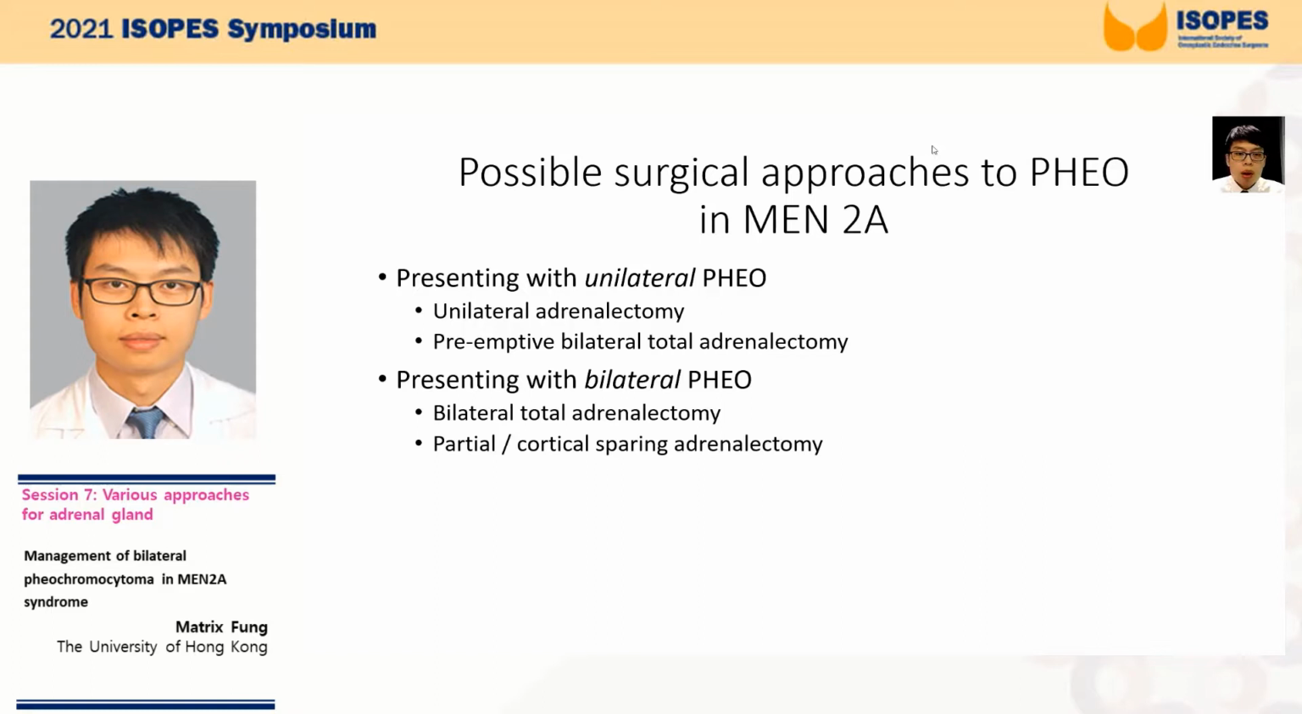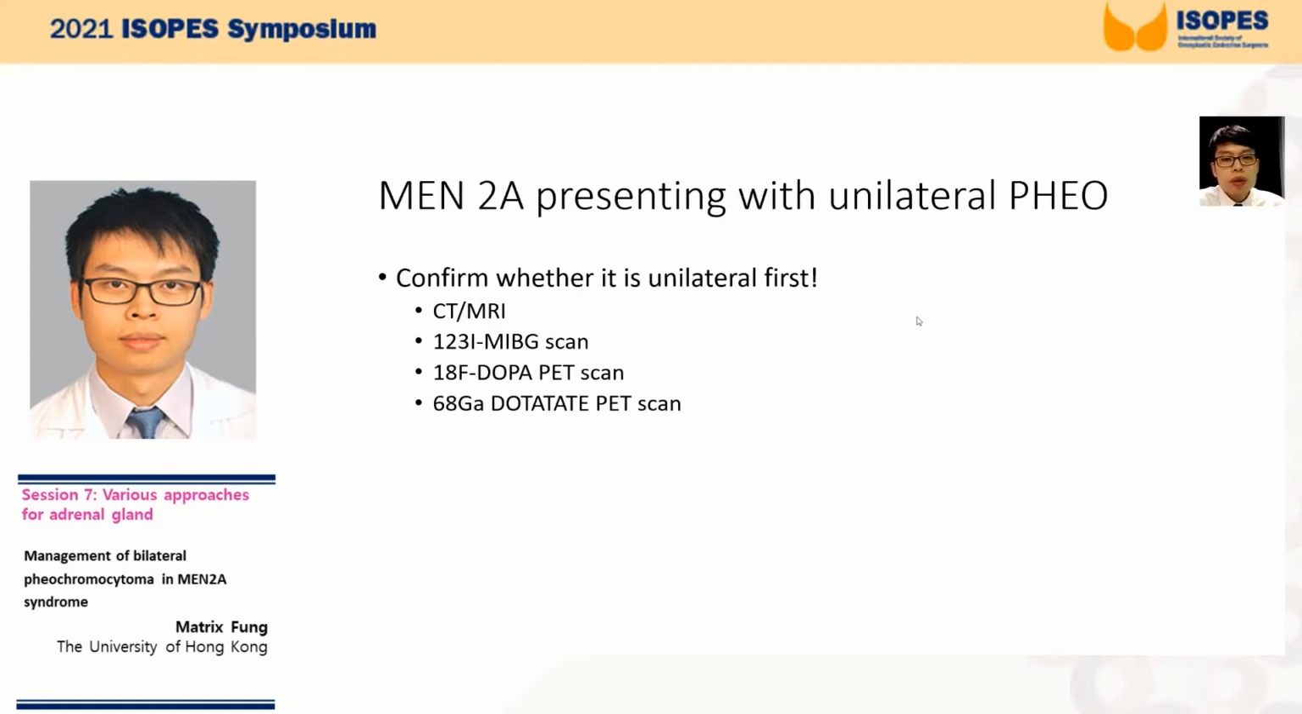So, what are the possible surgical approaches for patients with pheo in MEN2A syndrome? It depends on how the patient presents. They can present initially with a unilateral pheo, or they can present with bilateral pheos on initial presentation. The options for initially unilateral pheos would be either a unilateral adrenalectomy or a more radical approach of a preemptive bilateral total adrenalectomy. So let's first talk about those patients with unilateral pheos.